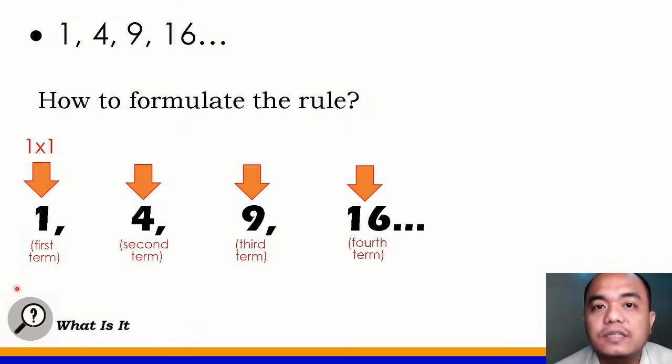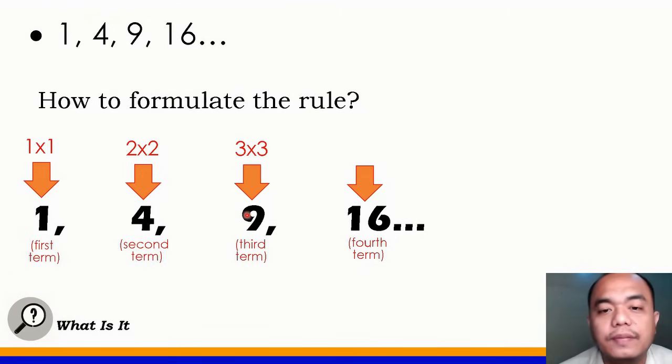So, the second term stands for 2. So, 2 times 2. Okay? How about number 9 here? So, 3 becomes, that's 3 times 3, right? Very good. And we have 4 times 4, which is 16. So, we have now a pattern. We found the pattern. We will replace 1 here, 2, 3 here, and 4 here by n. Because this represents your term number.